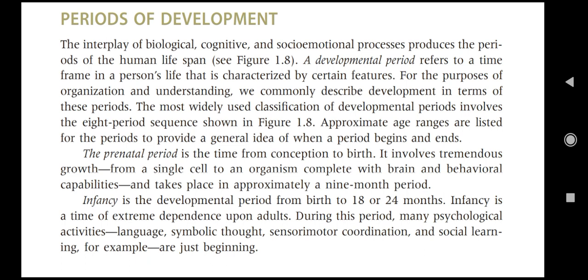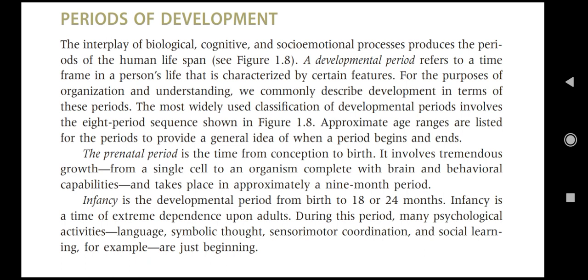Dalam sepanjang hidup manusia, dia terbahagi kepada 8 periods. Right? So approximate age ranges are listed for the periods to provide a general idea of when a period begins and ends. Jadi setiap period daripada 8 period manusia bermula sampai period ke-8 which the human life ends. Setiap period dia ada approximate age. Approximate age means the range of age, the average age.